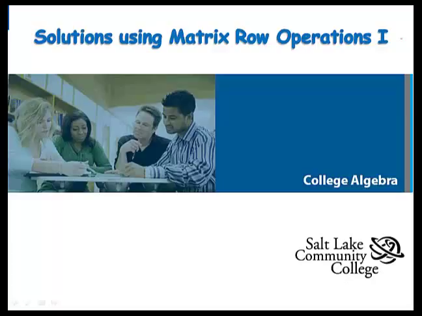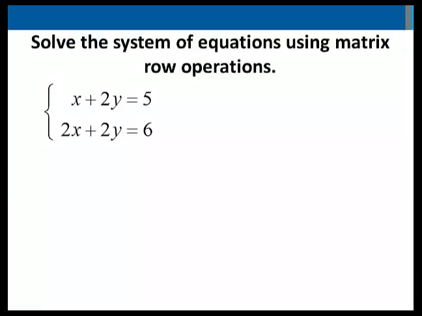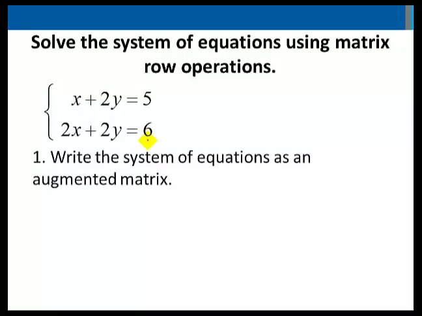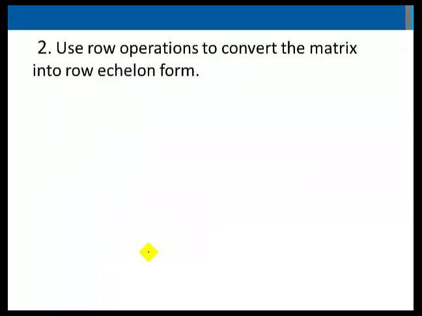In this lesson, we will find solutions of a system of two equations and two unknowns using matrix row operations. Let's solve the system of equations x plus 2y equals 5 and 2x plus 2y equals 6 by, first of all, writing the system of equations as an augmented matrix. We will have row 1 in our matrix 1, 2, 5 and row 2, 2, 2, 6. We will next use row operations to convert the matrix into row echelon form.